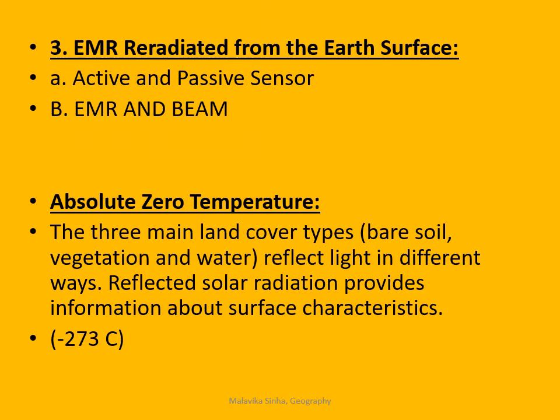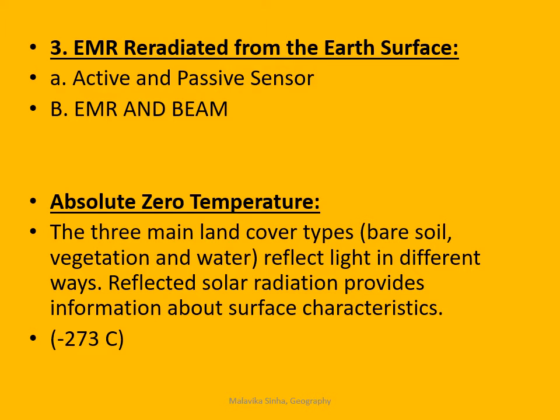The next step is that the EMR is re-radiated by the Earth's surface. The various objects of the Earth's surface have different reflectance. So, EMR is reflected by the Earth's surface, and that reflected EMR reaches the artificial satellite, and the artificial satellite senses the reflected EMR through a device. That device is known as a sensor.